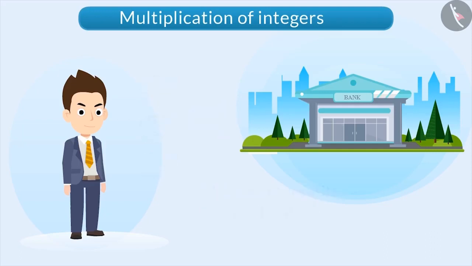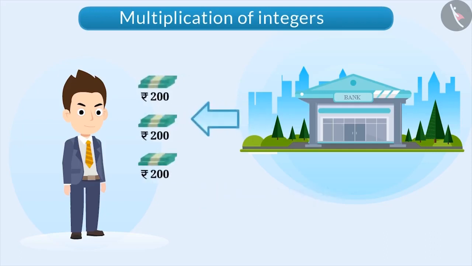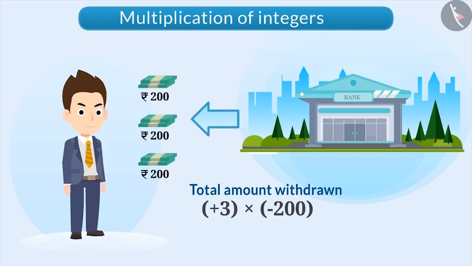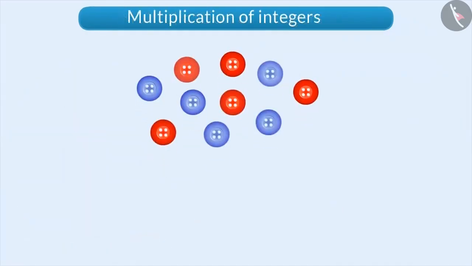Similarly, if he withdraws 200 rupees for 3 times from his account, then the amount withdrawn can be found by the product of 3 and minus 200. In such situations, it is necessary to understand the multiplication of integers. Let's learn the multiplication of integers in a fun way.